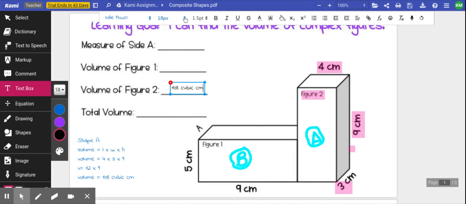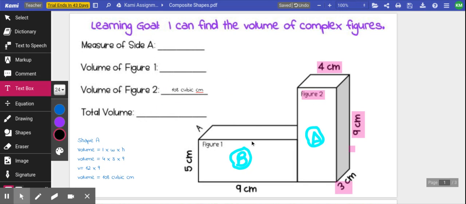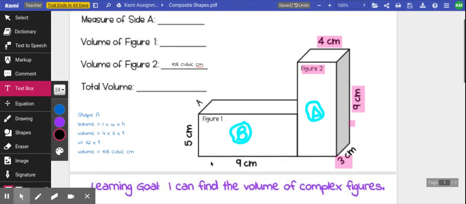If you want to make the font bigger, you can just by going to the top right there and it'll make it a little bit bigger. All right, now let's go ahead and figure out shape B, which is figure 1.